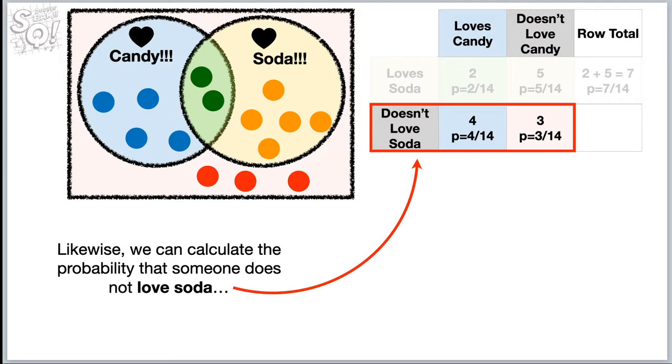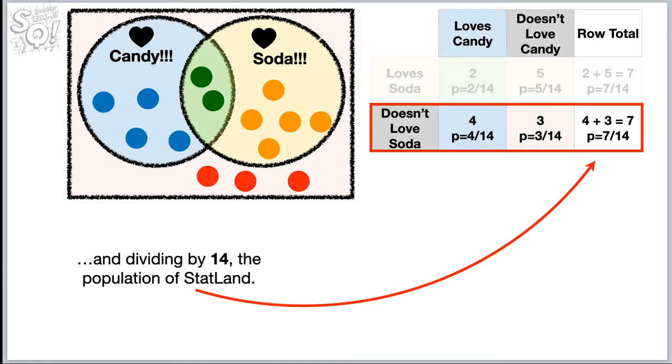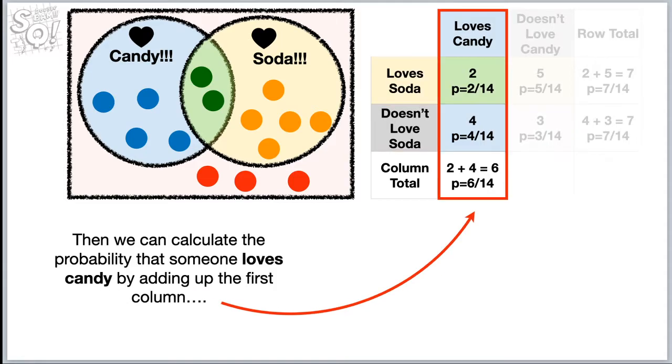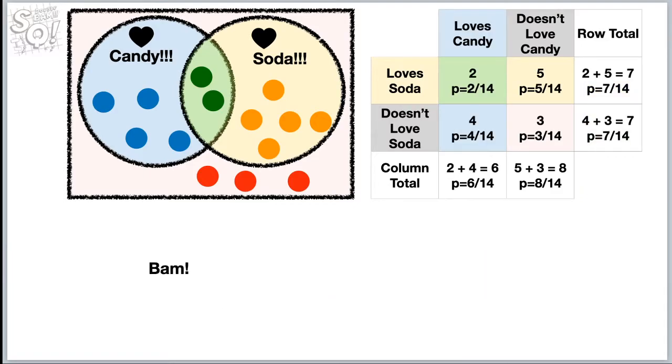Likewise, we can calculate the probability that someone does not love soda by adding up the counts in the second row and dividing by 14, the population of Statland. Then we can calculate the probability that someone loves candy by adding up the first column. And we can calculate the probability that someone does not love candy by adding up the second column. Bam!